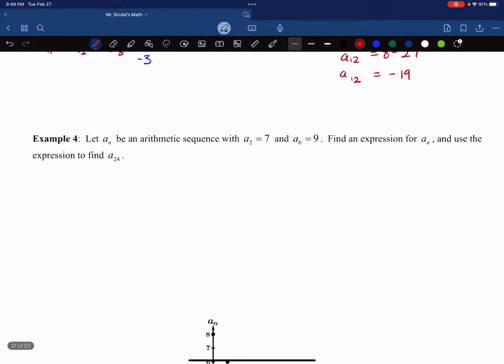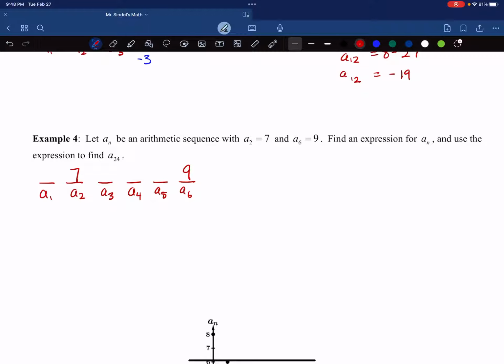All right, example 4, a little bit harder. And why is it harder? Let me draw a picture of what's happening. There's an arithmetic sequence. I have the first term, second term, third term, fourth, fifth, sixth, etc. So I'll say that this is a sub 1, a sub 2, a sub 3, a sub 4, a sub 5, and a sub 6. We happen to know that the second term is 7. And we happen to know that the sixth term is 9.